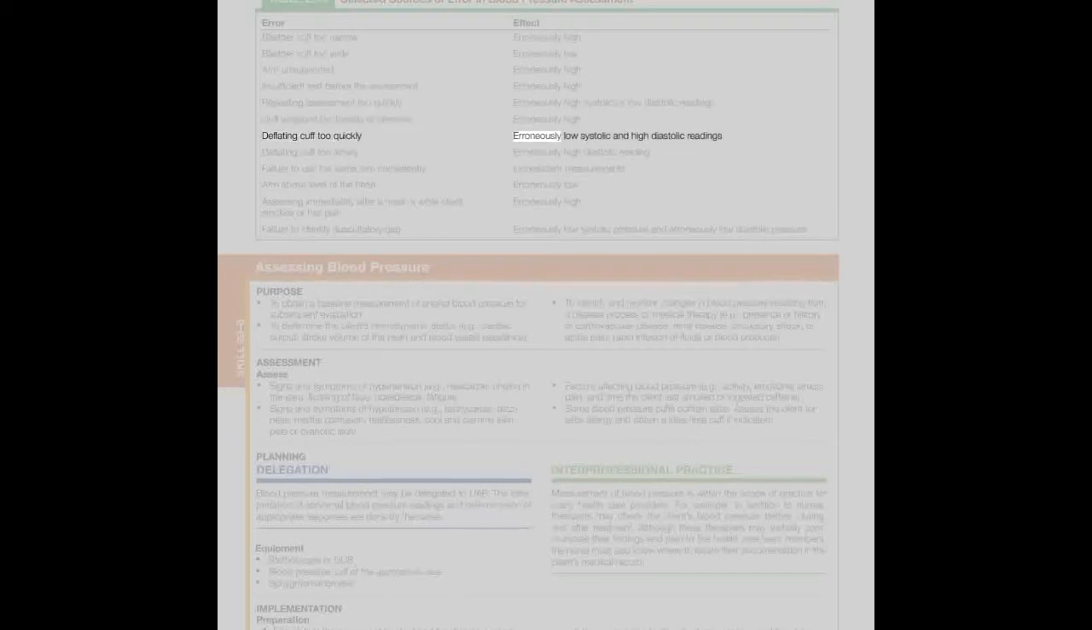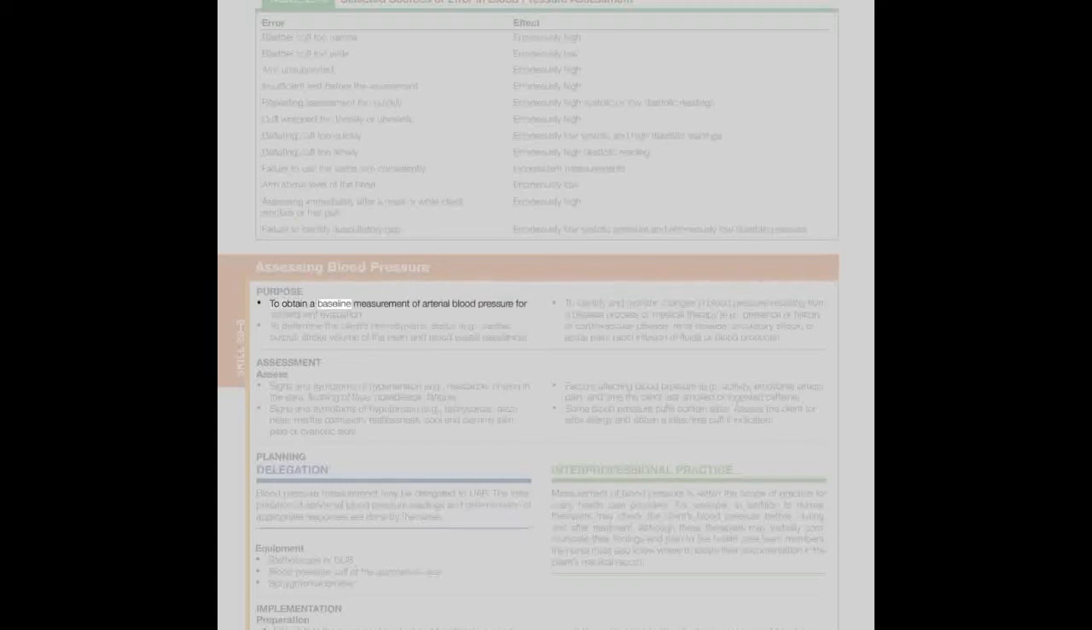Cuff wrapped too loosely or unevenly: erroneously high. Deflating cuff too quickly: erroneously low systolic and high diastolic readings. Deflating cuff too slowly: erroneously high diastolic reading. Failure to use the same arm consistently: inconsistent measurements. Arm above level of the heart: erroneously low. Assessing immediately after a meal, or while client smokes, or has pain: erroneously high. Failure to identify auscultatory gap: erroneously low systolic pressure, and erroneously high diastolic pressure.